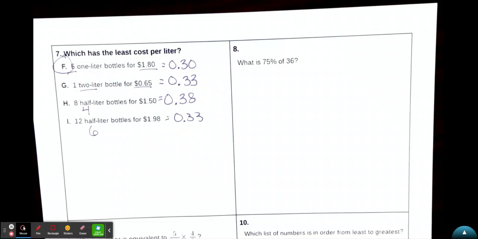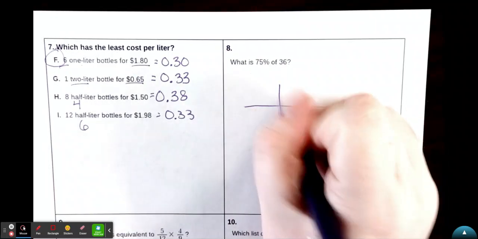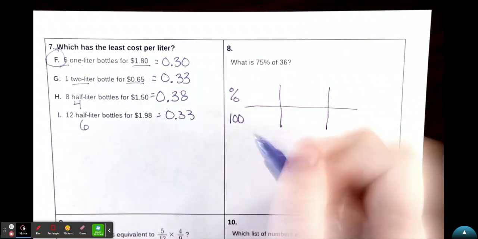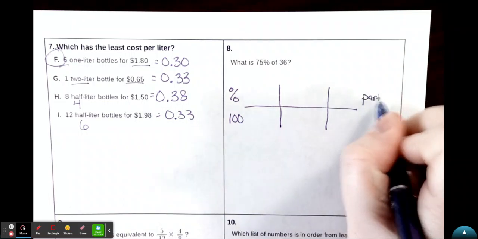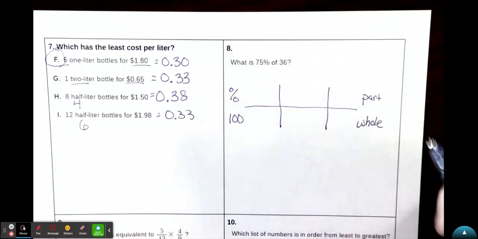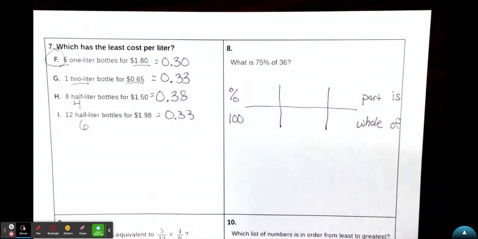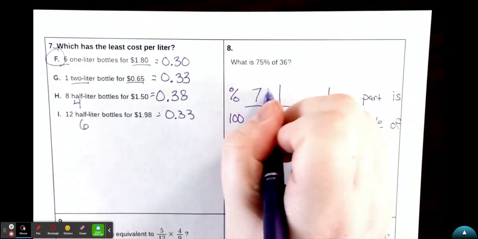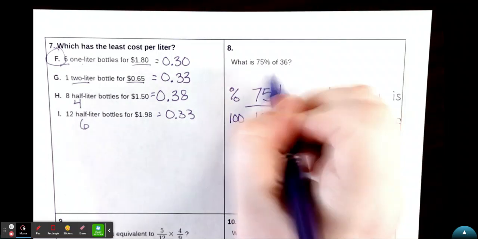All right, number 8 says, what is 75% of 36? The way I like to set these up is in ratio tables. Okay, so I'll write out a ratio table. We do percent over 100 because remember, percents are just fractions out of 100. And then over on the side, we always have part over whole, but more commonly, what do we say? Is over of. Okay, so what's going to go in my percent part? 75 over 100.